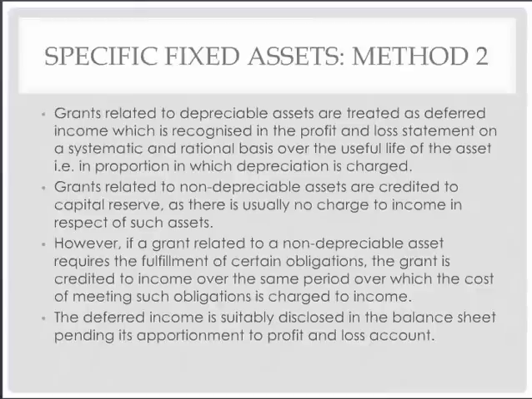In the second method, you will see that the grant is not reduced from the cost of the asset. Instead, it is shown as deferred income. This deferred income is generally taken to P&L in proportion to the depreciation charged on that fixed asset. Let us read it, understand it, and then we'll move on to an example which will explain how to take care of this method too. What journal entries do we pass?